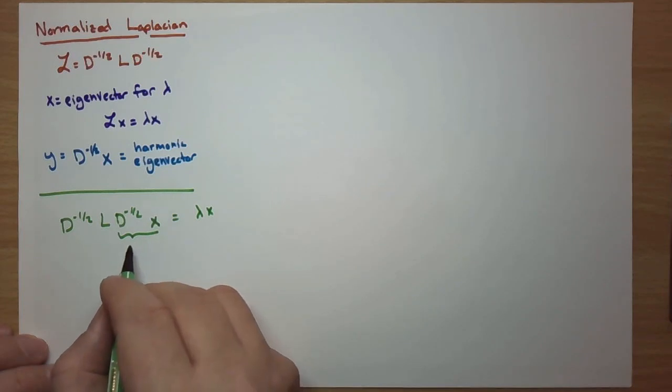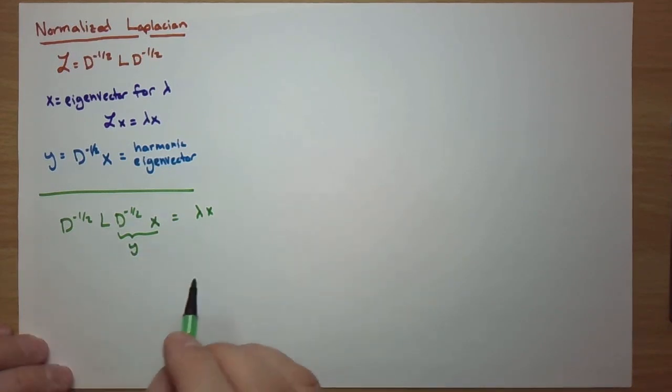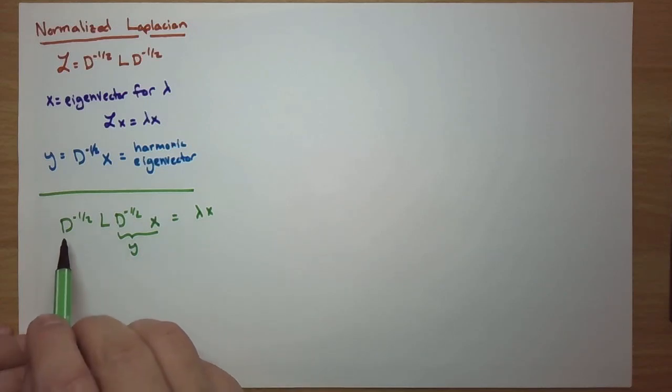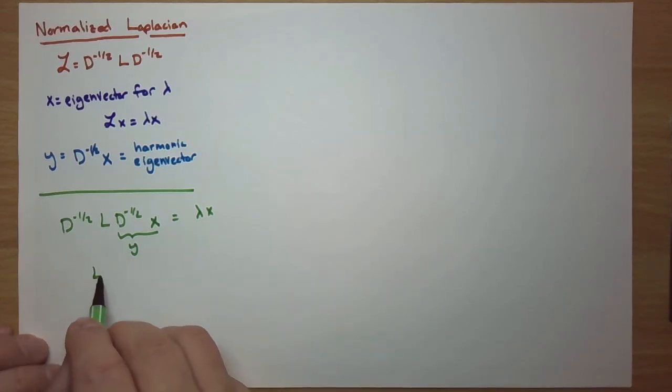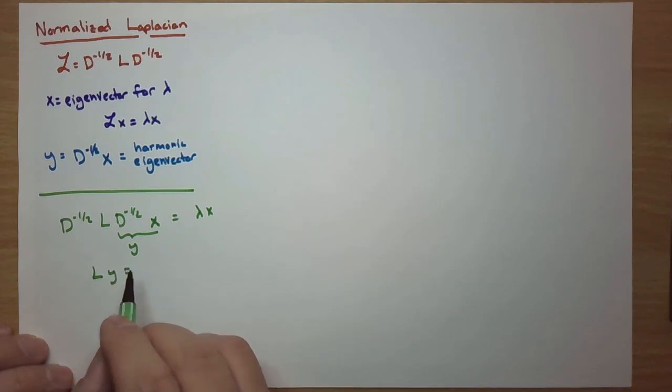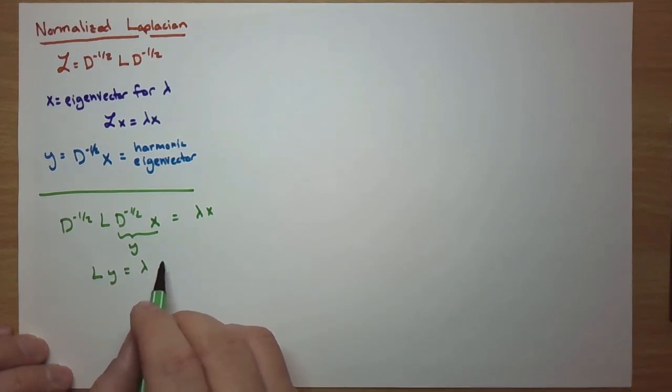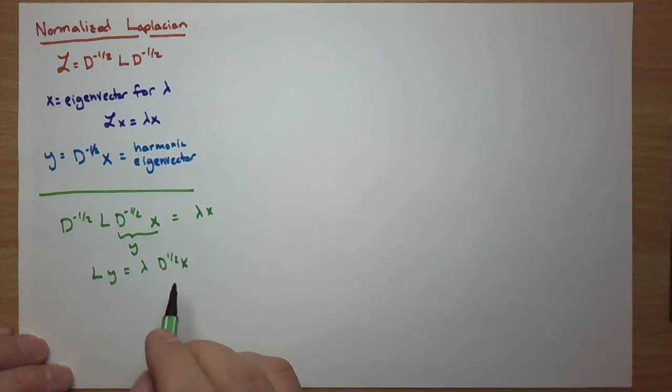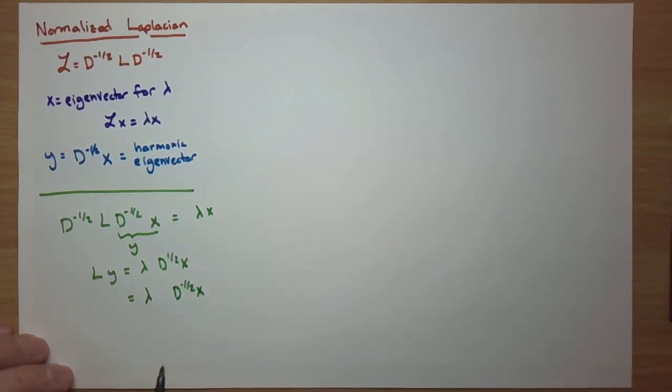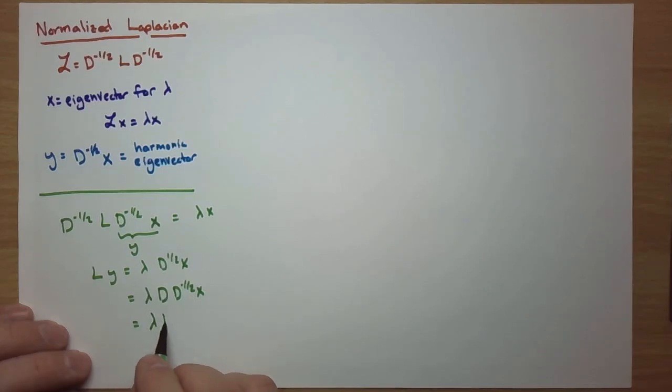All right, great. This we'll call y, and we can move this d to the 1/2 over. You get L y is equal to lambda d to the 1/2 x. Well, that's not quite d to the minus 1/2 x, so we make it d to the minus 1/2. It's a great strategy in math. If it isn't what you want it to be, make it what you want it to be, and then say, let me just correct for my choices. To correct, multiply by d. So you have lambda d y.